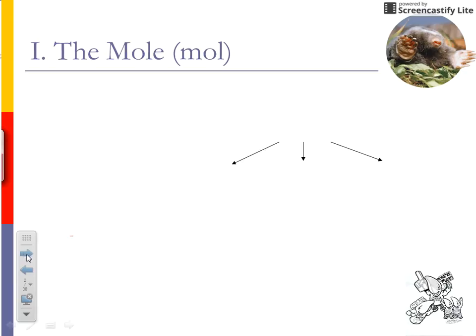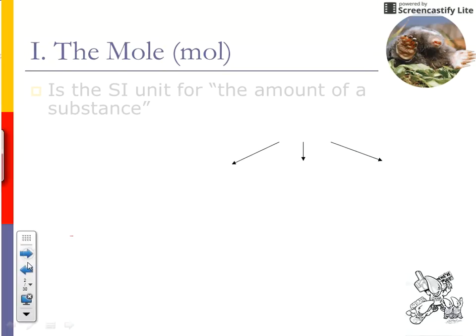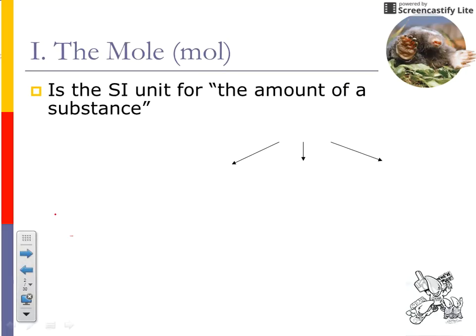Now, I'm sure y'all are familiar with lots of types of moles. You see the little mole up here that burrows under the ground. We might have a mole on your body. Well, this is another meaning of the word mole, and it's actually a unit of measure. This is the SI unit for the amount of our substance. So our substances, remember, can be elements or compounds. The SI unit for the amount of our substance is called the mole.